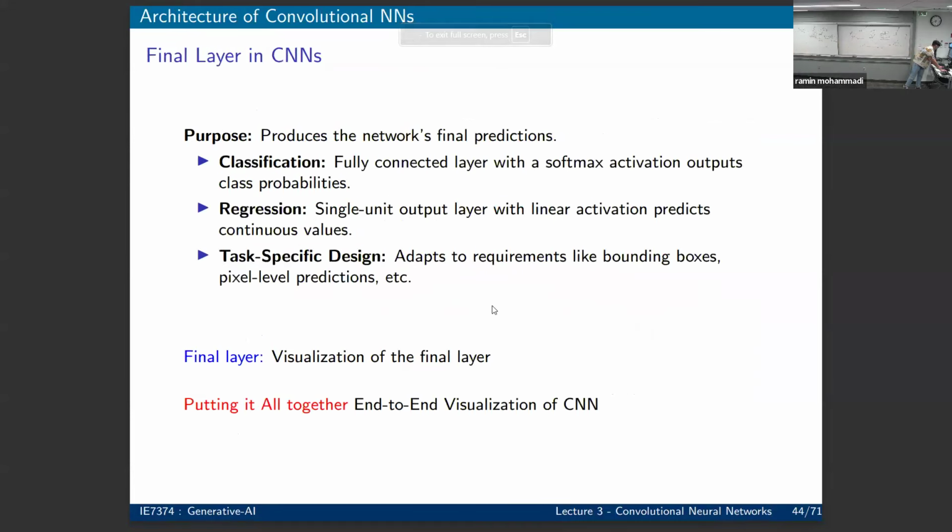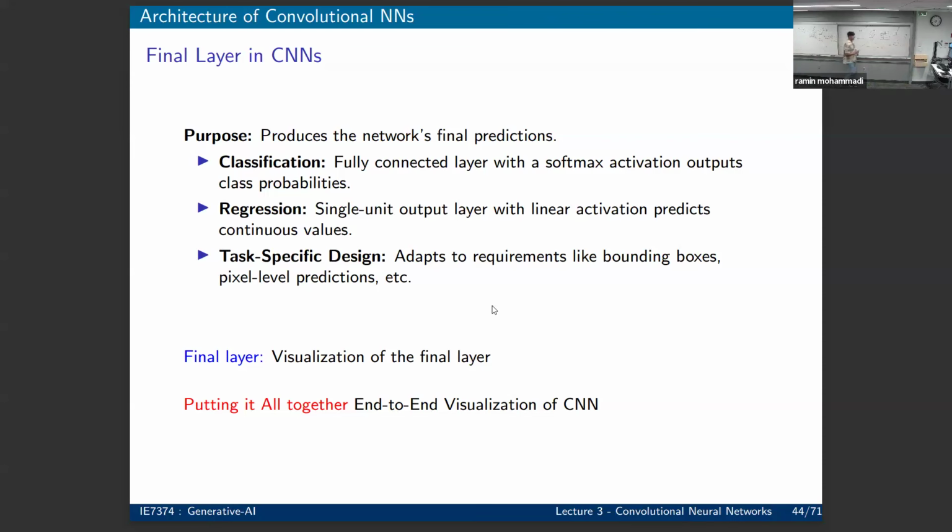All right, the final layer in your convolutional model depends on the downstream task. If you do classification, your final layer needs to have a softmax or sigmoid, depending on the type of classification. If you do regression, you predict a real number, and it could be something else, task specific, depending on what you're doing.